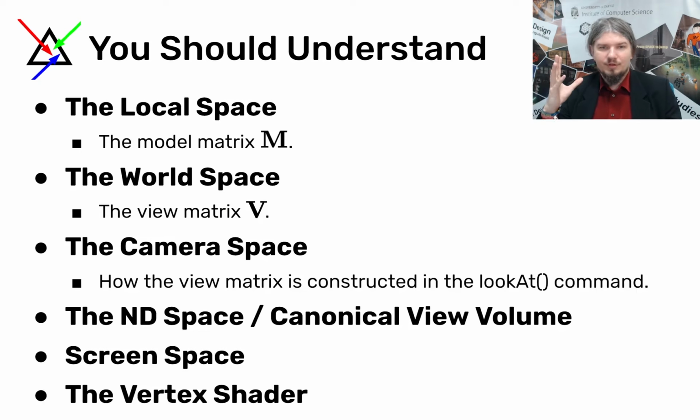Now, from this video, you should understand the local space. Objects are modeled in this local space. There's the model matrix M that transforms the objects. The world space, which is created by moving the objects into different locations. The view matrix V that transforms the world space into camera space by representing everything in relation to the camera. And in part of that, you should also understand how this view matrix is constructed from the lookat command parameters. And after it, we had this normalized device space, or this canonical view volume, the screen space. And based on that, you should very clearly now understand the job of the vertex shader and this large matrix vector multiplication. That is the main job of the vertex shader code.